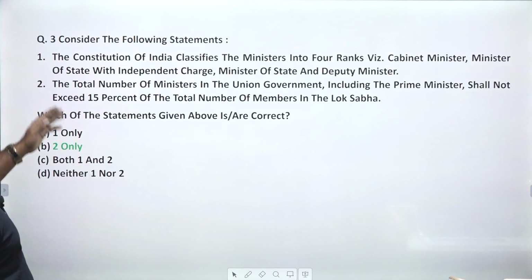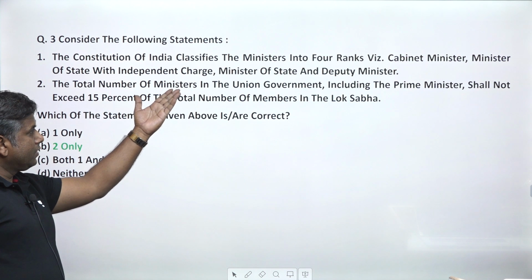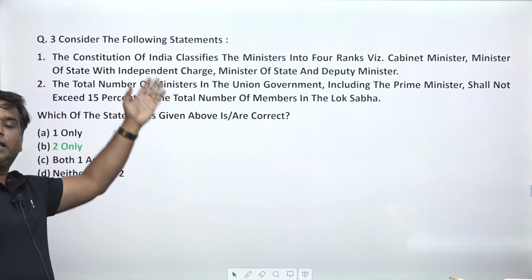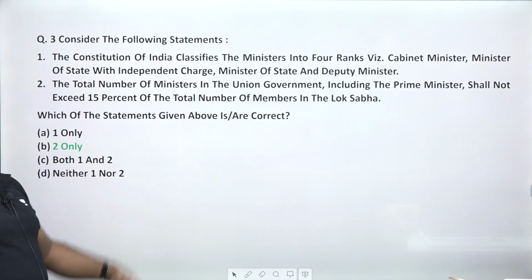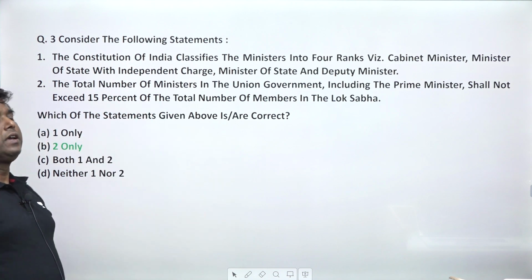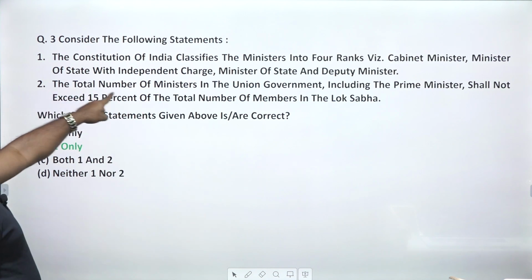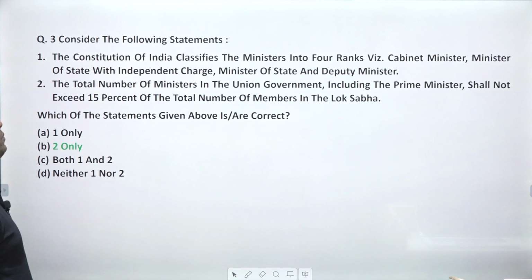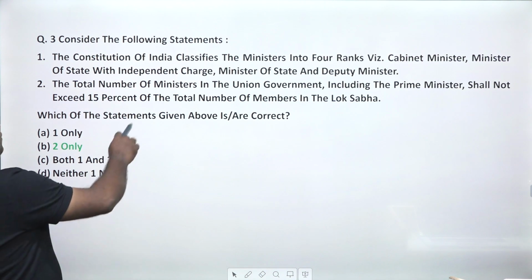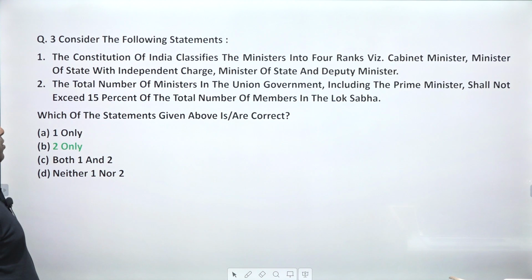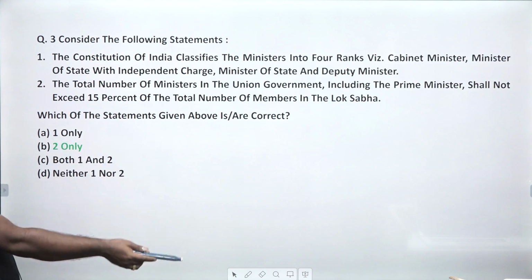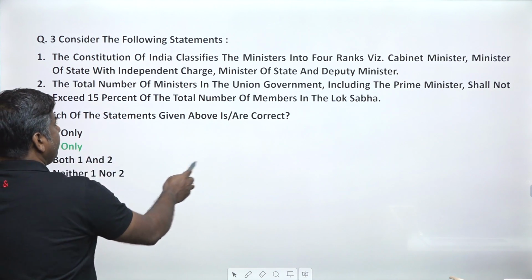Now, come to question 3. The Constitution of India classified the ministers into 4 ranks. Come on, there is nothing like 4 ranks, there are 3 ranks and it is not mentioned in our constitution. Even the word cabinet has been inserted later on. Now, the total number of ministers in the union government including the prime minister shall not exceed 15% of the total number of members in the Lok Sabha. Yes, this statement seems to be correct. I guess it was quite an easy call for you.